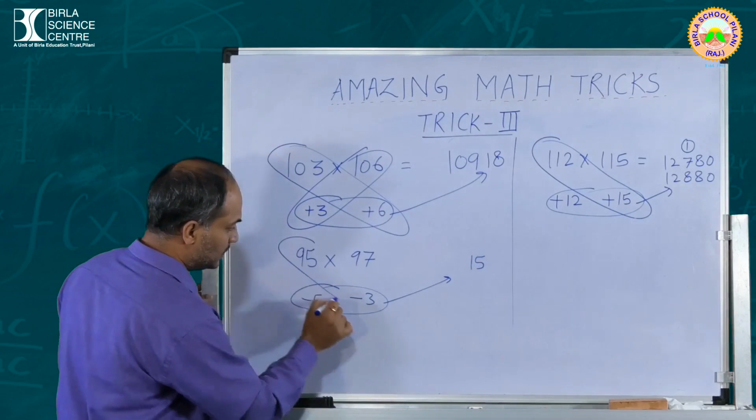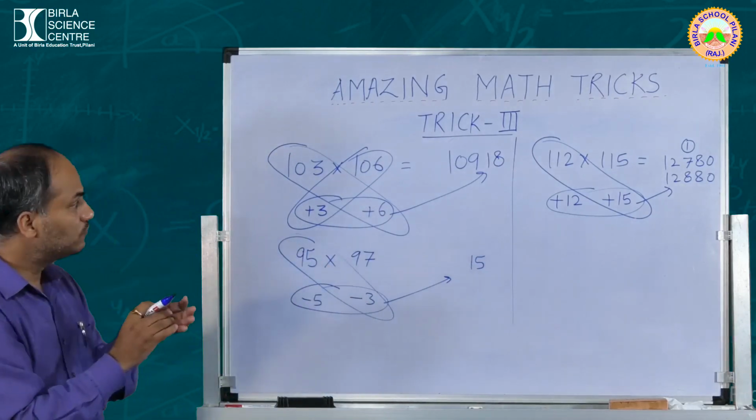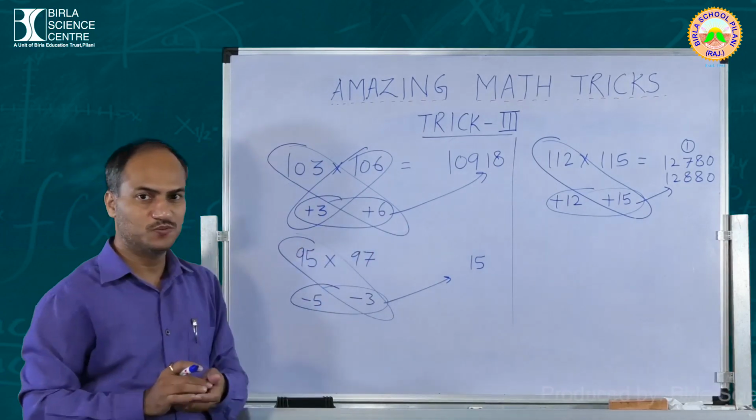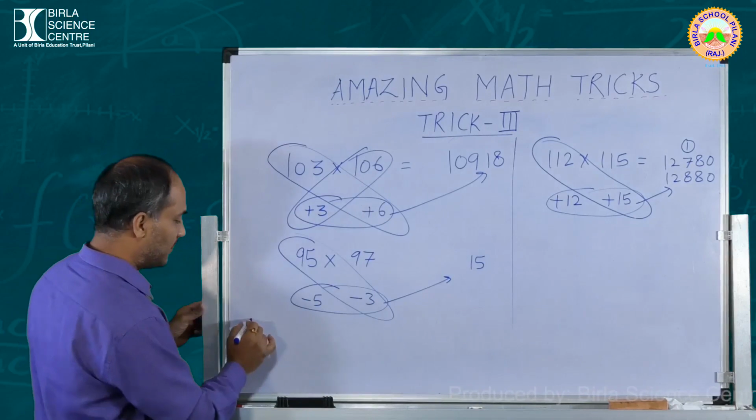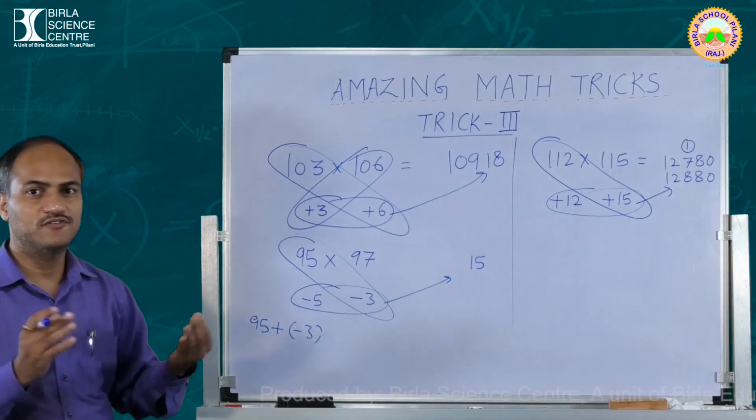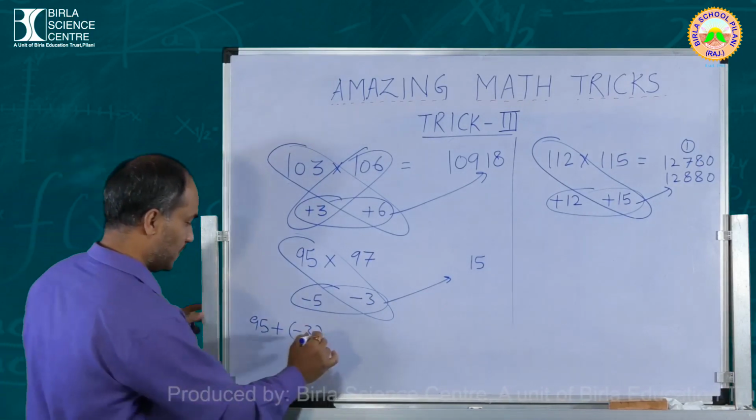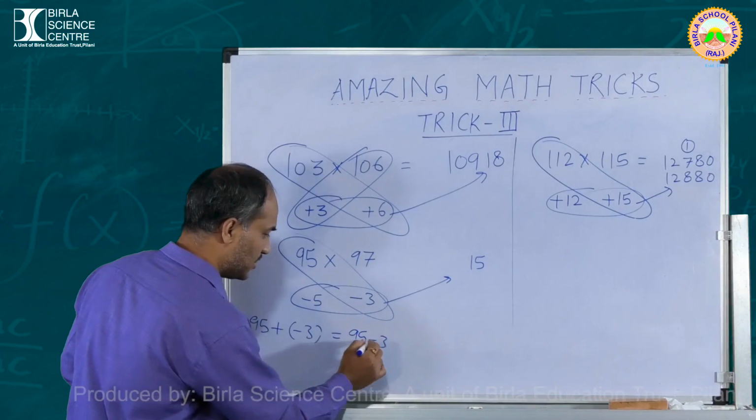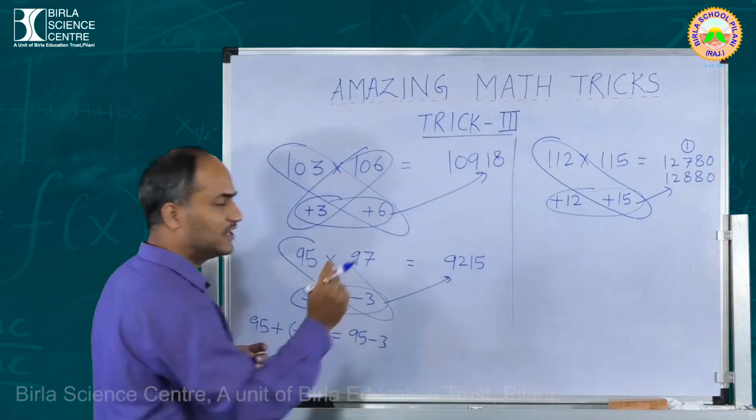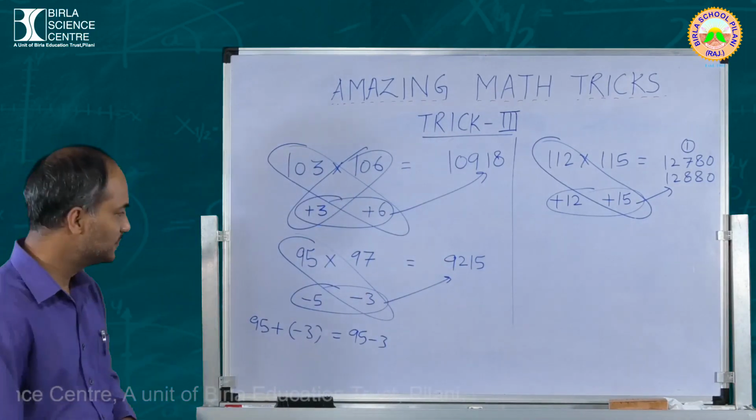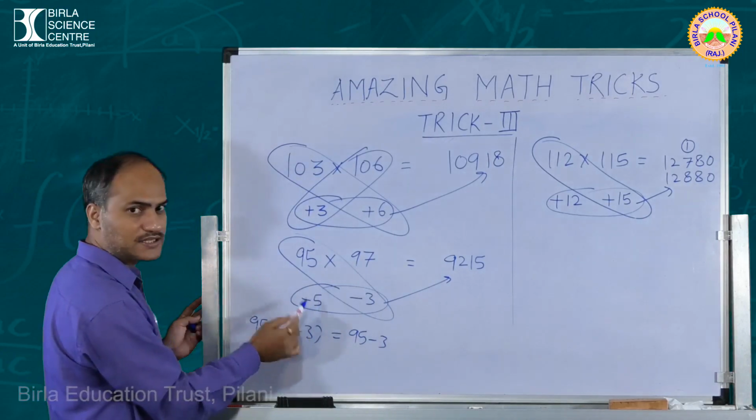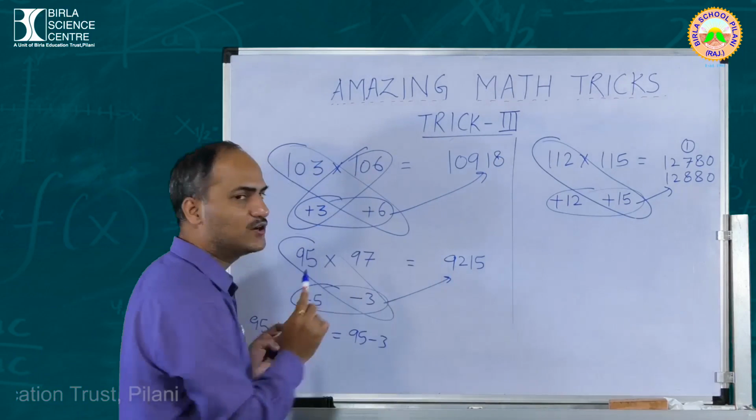Now, can we sum? What was the concept here? We were adding these two numbers. So can I ask you what is the sum of these two? Yes. When we find the sum, it means 95 plus this. So what are we actually doing? We are actually subtracting. So this is 95 minus 3 and that is 92. So our answer is 9215. Okay guys. Similarly, if we add these two, it means 95 plus minus 5. This will also give us 92.